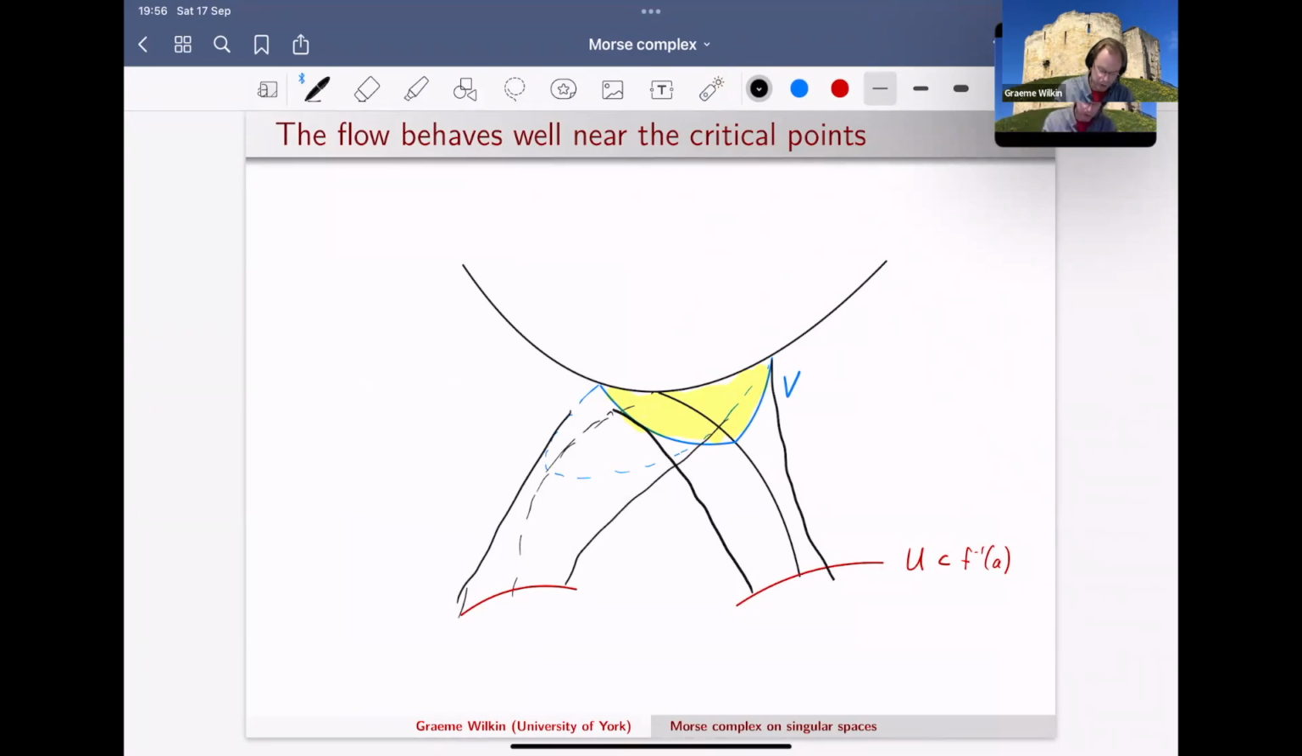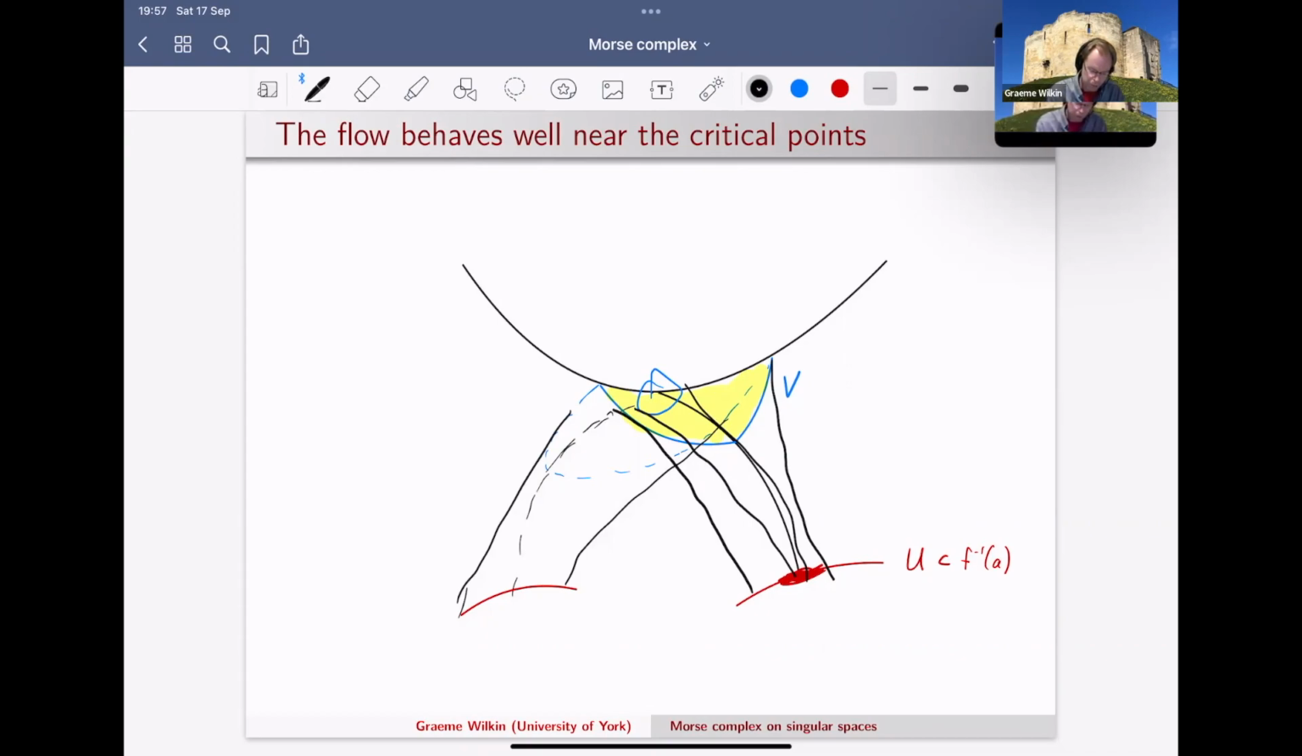And then if you shrink the set U, so you can make it maybe smaller, well, you can manage that just by shrinking the set V. And then we have to flow into some set here. So this is something that works for hyperbolic flows. And essentially this is saying that the flow sort of looks like a hyperbolic flow near the critical points.